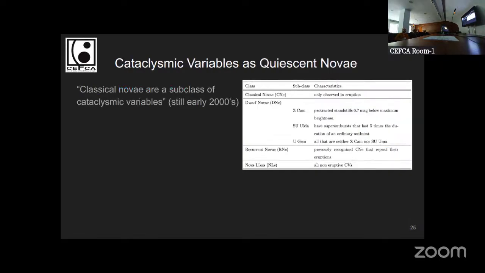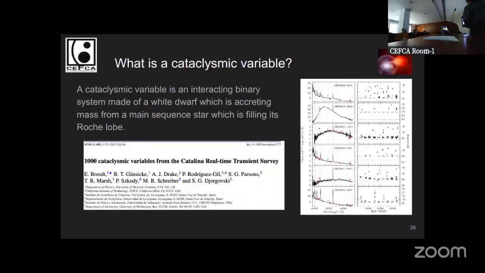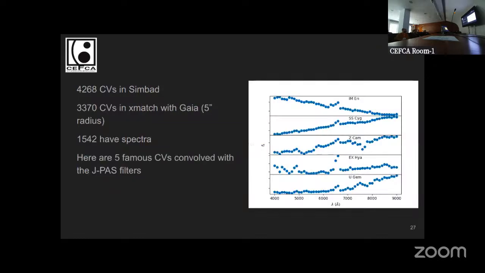So when I started my PhD, this table is from my thesis. Classical novae, we were considering them as a subclass of cataclysmic variables. But then, you know, for the last 10 years, we grew up, and now we consider classical novae as an event during the existence of a cataclysmic variable. Cataclysmic variables are interacting binaries made of a white dwarf accreting mass from a less evolved companion. And these are 5 CVs from this beautiful paper.